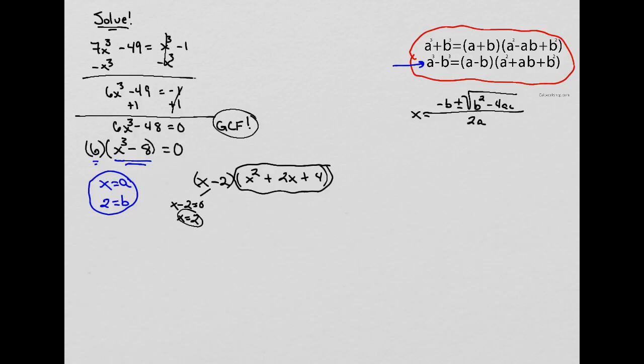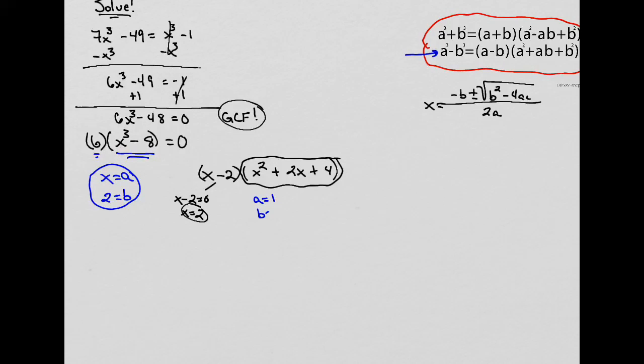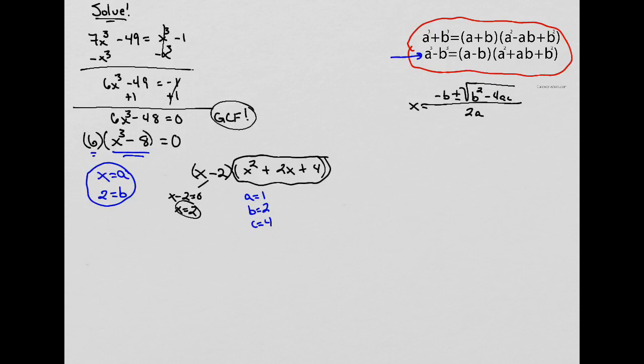In this problem, my a term is 1. I know, another a term, and it's different. My b term is 2, and my c term is 4. And I'm going to use all of this inside of my quadratic formula, and then I'm just going to simplify this mess down.